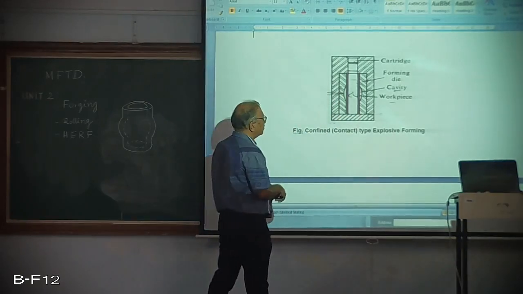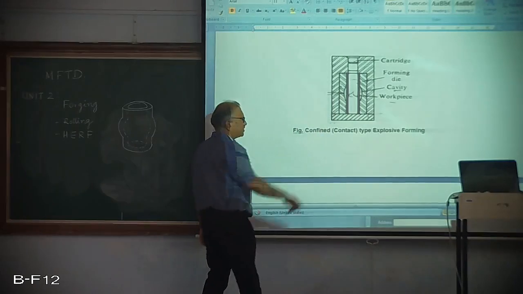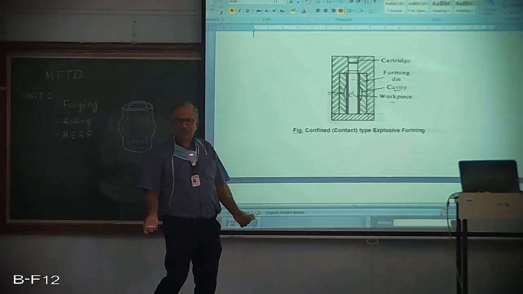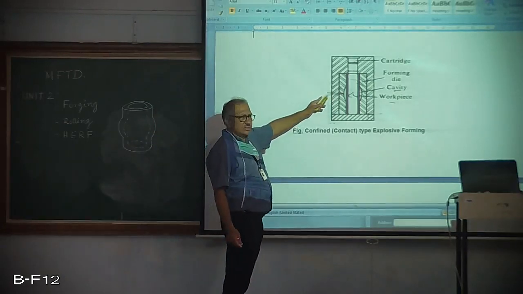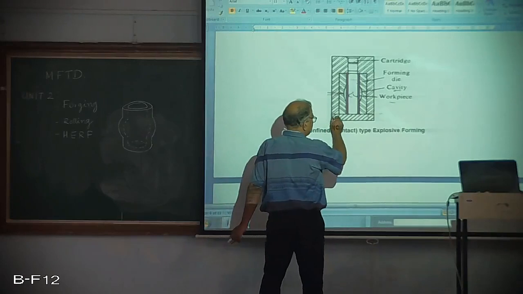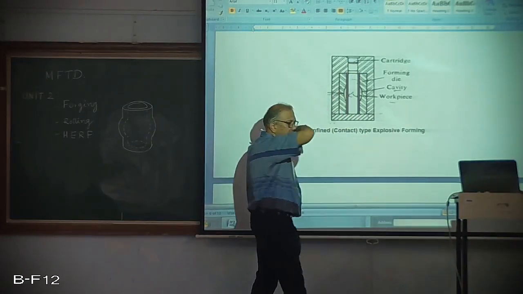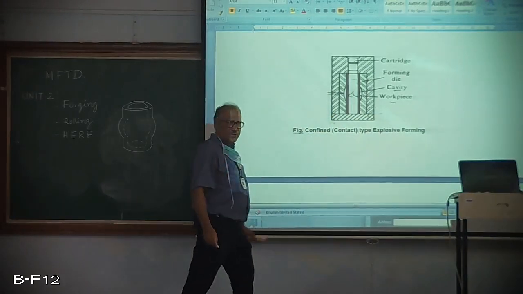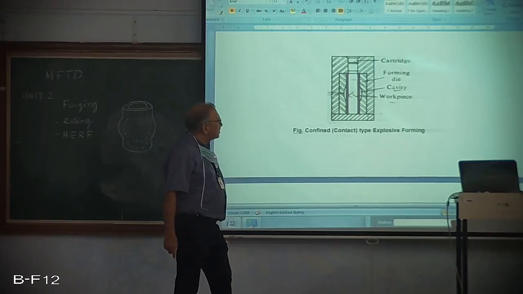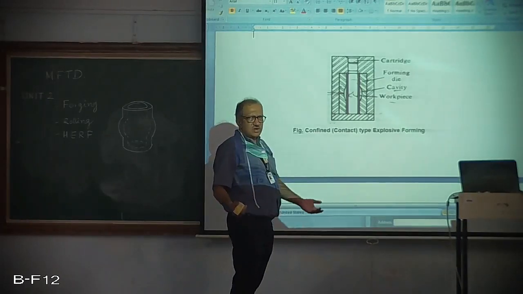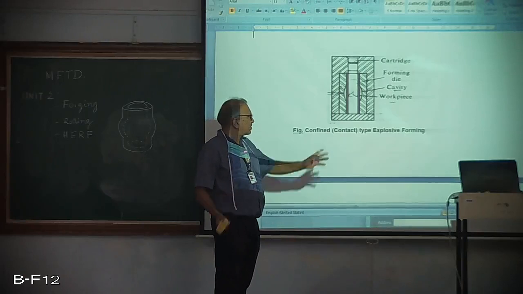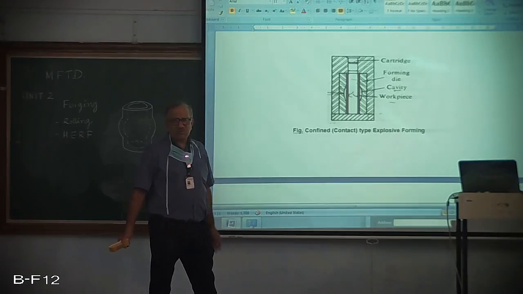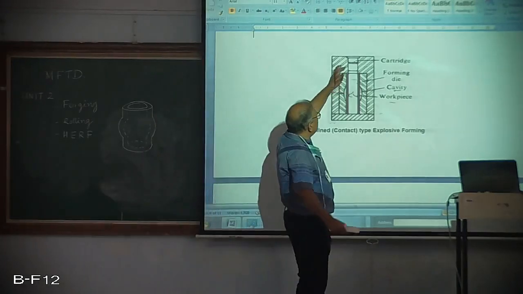The die cavity, and again it needs to be evacuated. You require a vacuum line again to prevent the adiabatic heating. And the other end, on one end you have the cartridge with explosive, the other end is closed with a thick plate, very thick plate, and it's not underground because it's not very huge. It's for relatively much smaller workpieces compared to the earlier method of explosive forming.